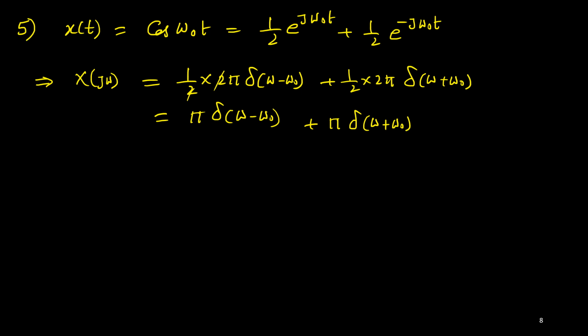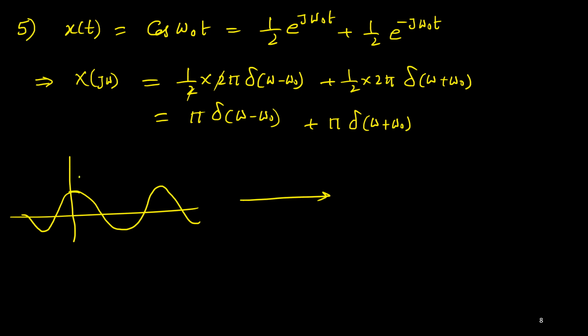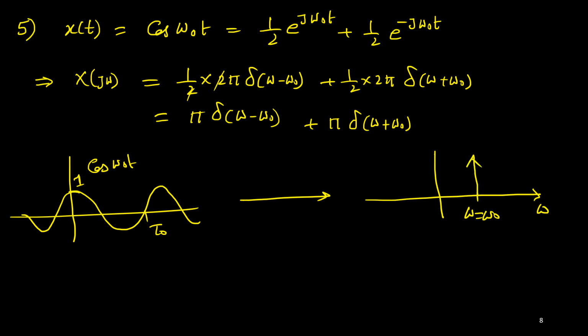So the spectrum of this cosine waveform: this amplitude is 1, this is cos(omega naught t), this is your t naught. You will have a spectrum like this, at omega equal to omega naught, this is your omega, you will have a spike, an impulse here, and another one at omega equal to minus omega naught. The strength we will call pi delta(omega minus omega naught), and this is your pi delta(omega plus omega naught).